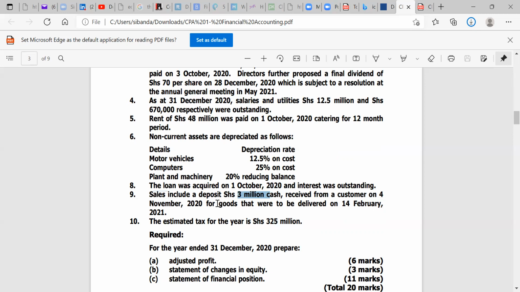And you can only recognize this sale after you have delivered, and the delivery date is actually beyond the year-end period. So your delivery date is 14th February 2021. Okay, that's very important for you. So we needed to make that adjustment. And then we have the estimated tax for the year, which is 325. So businesses are taxed. So this is their estimated tax that they have provided us with.